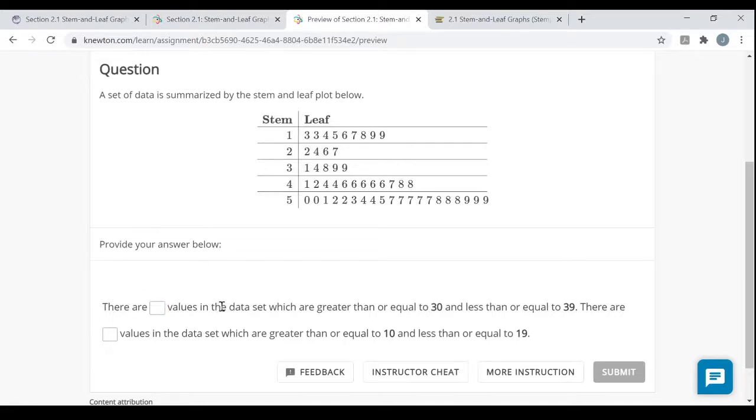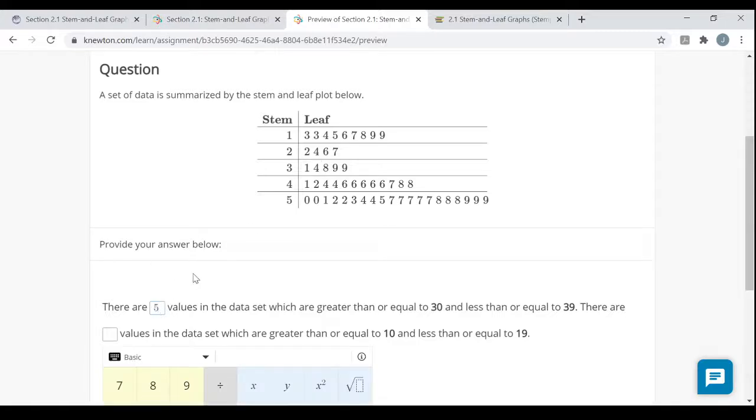Here are some fill in the blanks. There are blank values in the data set which are greater than or equal to 30 and less than or equal to 39. So in the 30s, there's 31, 34, 38, 39, 39. Just count the leaves. There are 5 values in the 30s. And there are blank values in the teens, from 10 to 19. That's the first row. Count the leaves: 13, 13, 14, 15, 16, 17, 18, 19, and 19. That is 9 values: 1, 2, 3, 4, 5, 6, 7, 8, 9. That's 9 values in the teens.